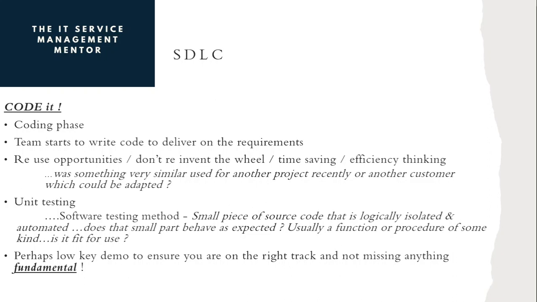Look for efficiency thinking. So, for example, was something used that is a similar requirement for another project recently, or maybe another customer, that you can adapt and fine-tune again? Think around efficiency, think about time saving, think about what you've already got, what assets are already there. Don't reinvent the wheel. Then you've got your unit testing. This is a software testing method using small pieces of source code that are logically isolated and automated.